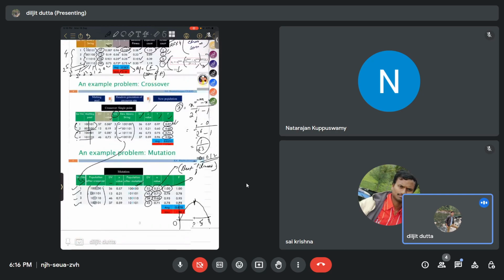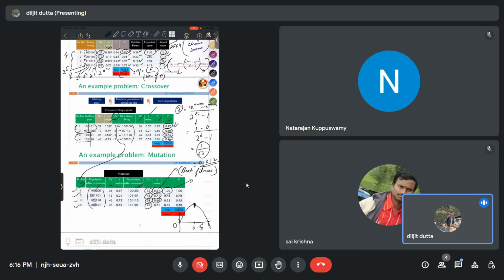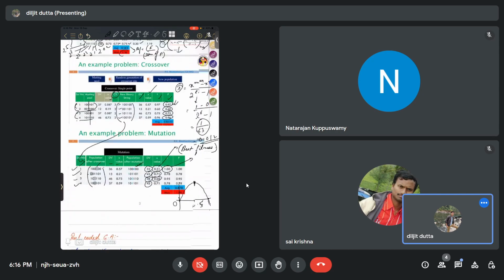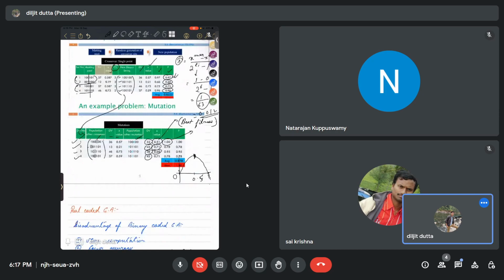For this simple kind of problem, we are not using genetic algorithm. We are using it for more complicated problems. But this is just an example of how we proceed for solving a problem. This is the procedure for solving a problem using genetic algorithm. Now we saw what the procedure is. This is using binary coded GA.